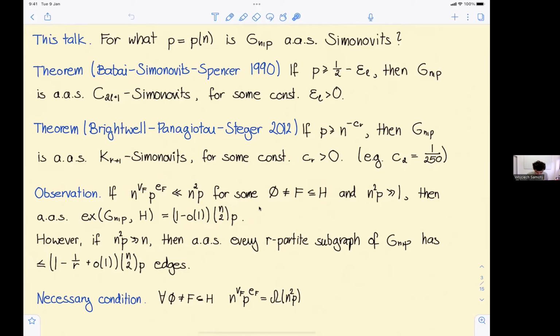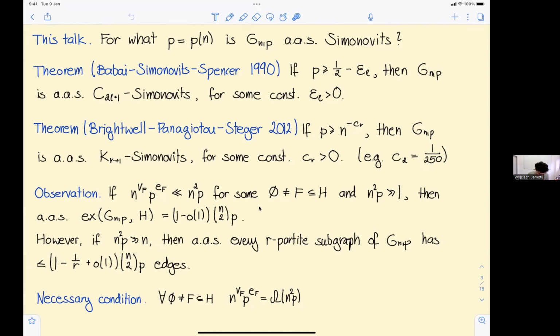And this assumption shows that the number of edges of G(n,p) actually concentrates around this value, so we have this asymptotic equality. However, if we further assume that the number of edges is at least linear, then the number of edges in r-partite subgraphs of G(n,p) concentrates around its expectation, which implies that any r-partite subgraph of G(n,p) would contain at most a 1 minus 1 over r proportion of the edges. So in particular, the largest H-free graph is significantly larger than its largest r-partite subgraph, and therefore G(n,p) is typically not H-Simonovits, even if H is edge critical.